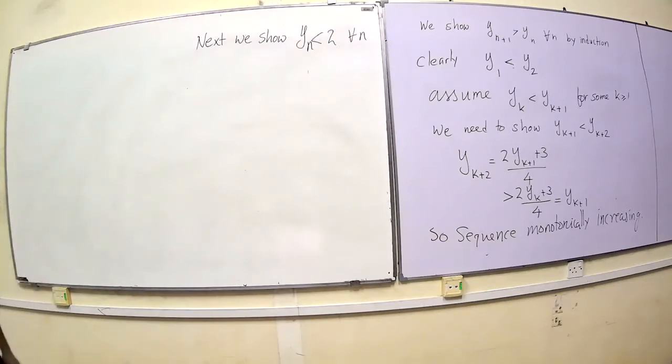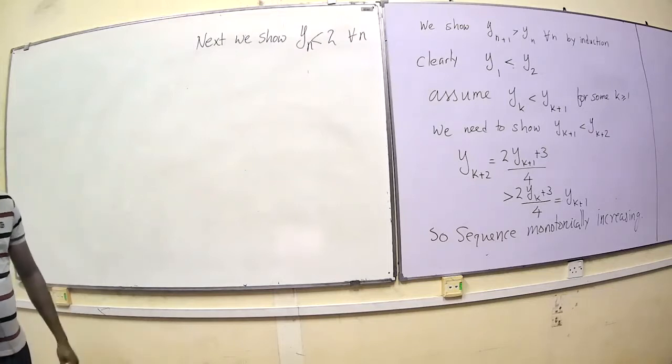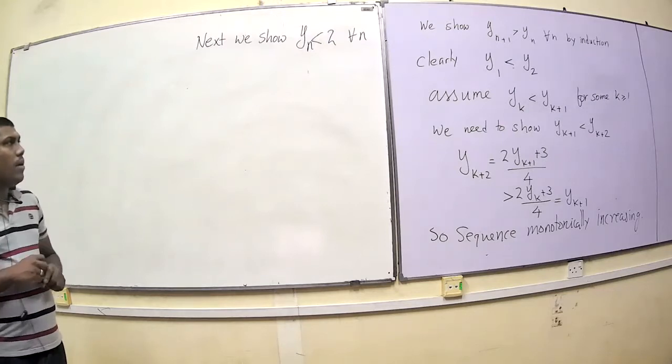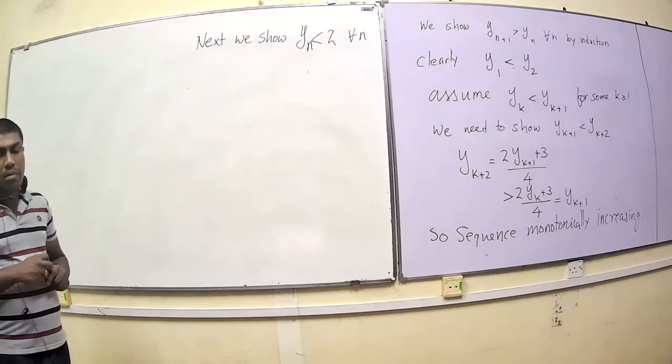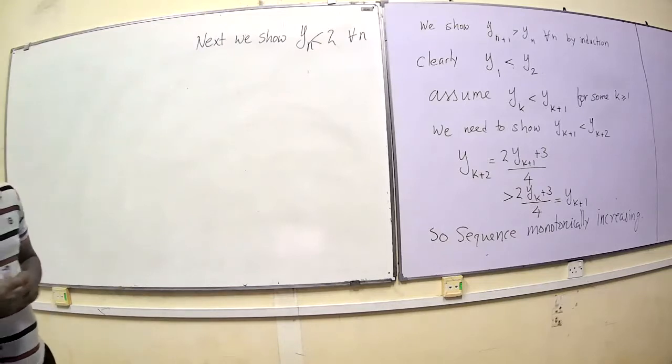You can take 3, you can say it is 4, you can say it is 5. Any number would be fine. You just have to make sure it is less than 2 or 3 or 4, whatever. But for all n, you have to show that. So again, you should show by induction.